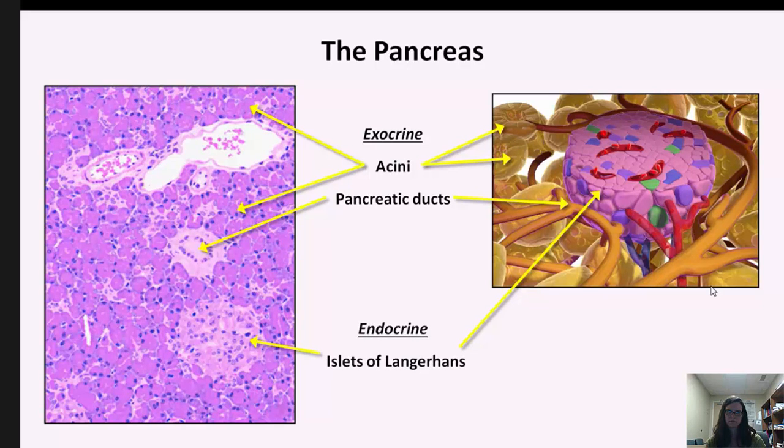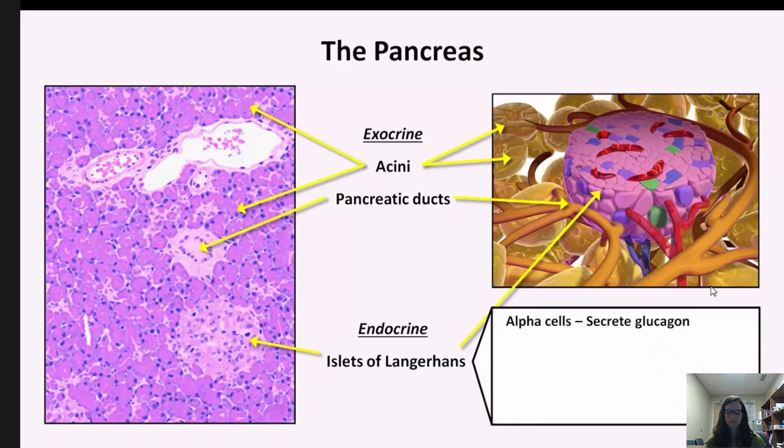The islets are responsible for the pancreas's endocrine function. Instead of secreting enzymes into the gut, they secrete hormones into the blood, most notably insulin and glucagon. They're named after Paul Langerhans, a German pathologist and physiologist from the 19th century, who first described them when he was a 22-year-old student. The islets are composed of multiple cell types, each of which secretes a different 1 or 2 hormones. Alpha cells secrete glucagon. Beta cells, which are the most numerous, secrete both insulin and another hormone called amylin.